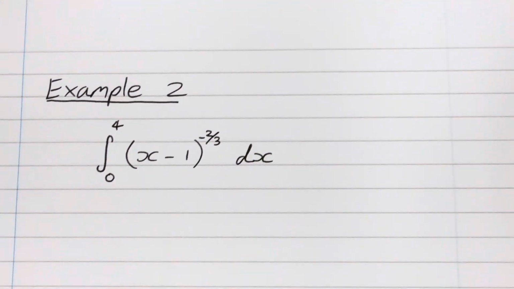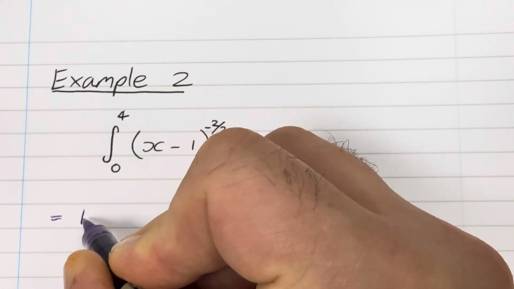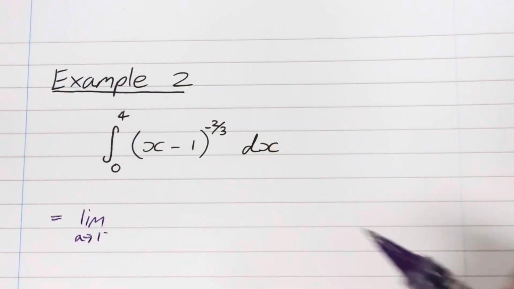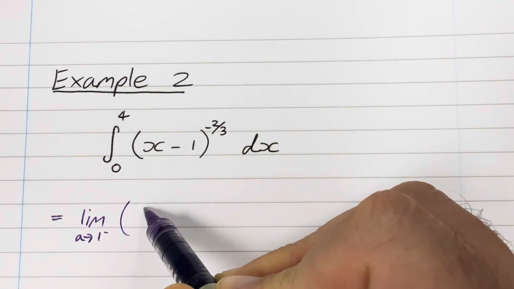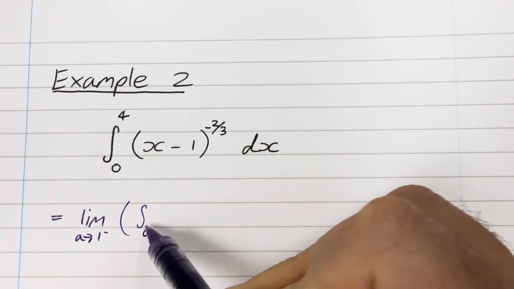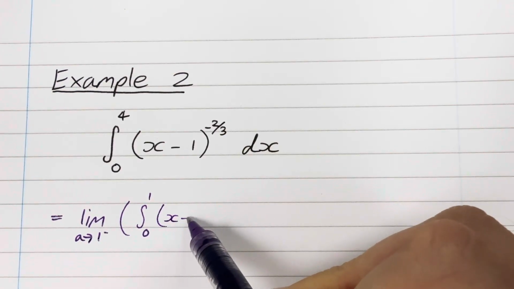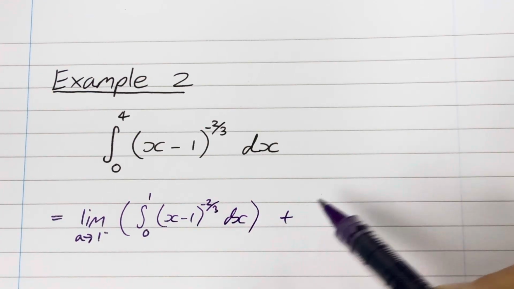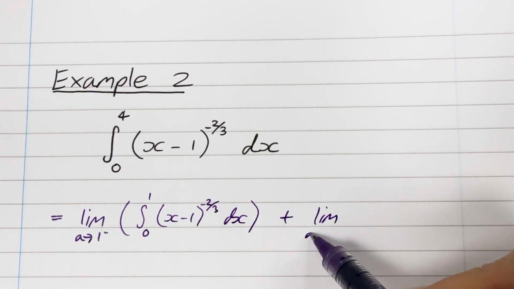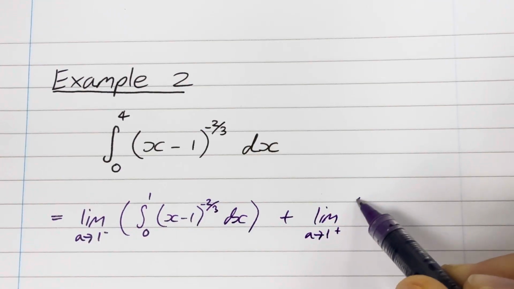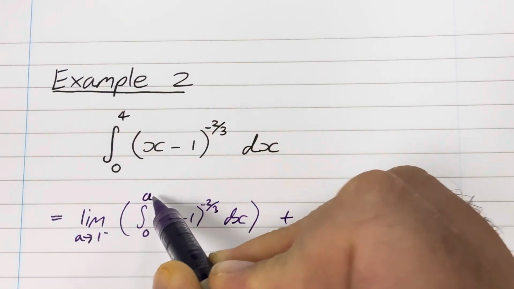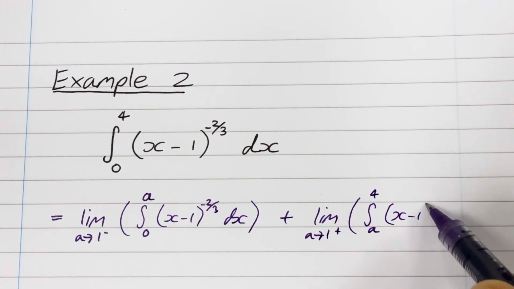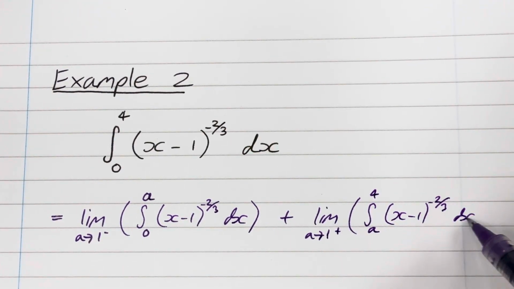So I'm going to split this integral up into 2 pieces, just like before. So this is going to be equal to the limit as a tends to the number 1 from below, because the number 1 is the issue this time, of the integral from 0 to a of (x minus 1) to the negative 2/3 dx. And then I need to add the other piece, which is the limit as a tends to 1 from above of the integral from a to 4 of (x minus 1) to the minus 2/3 dx.